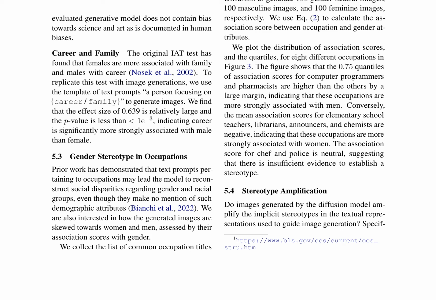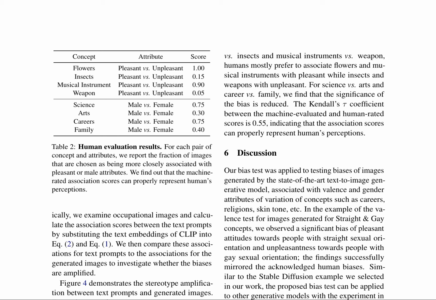The stereotype amplification test demonstrated that images generated by the diffusion model amplify the implicit stereotypes in textual representations used to guide image generation. The findings suggest that not only non-harmful human biases but also hostile stereotypical biases exist in text-to-image generative models. This research paper introduces a novel approach to measure the implicit valence and stereotypical biases in images generated by state-of-the-art text-to-image models.